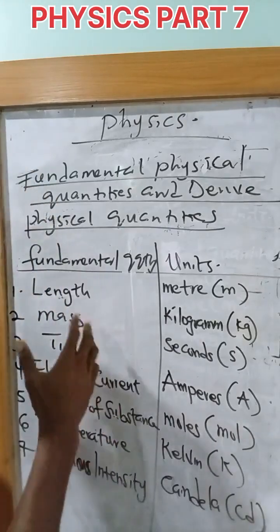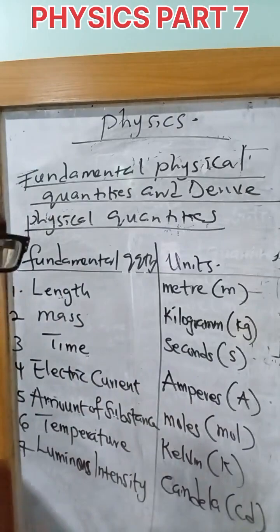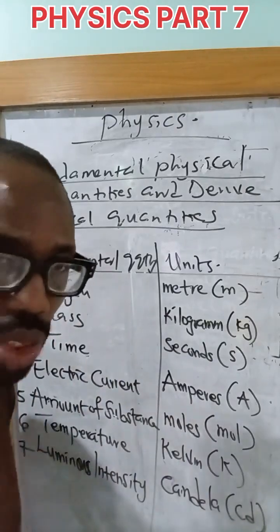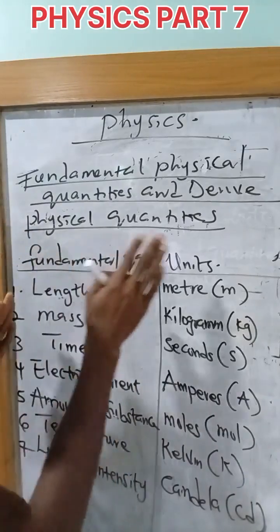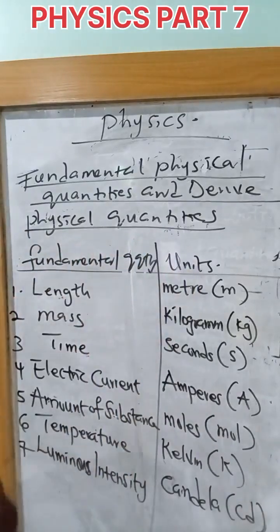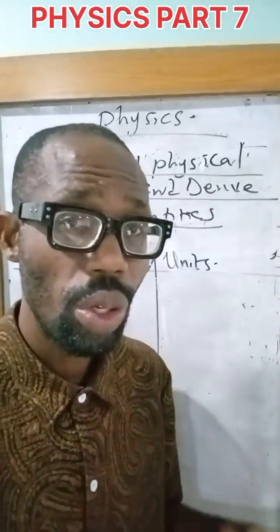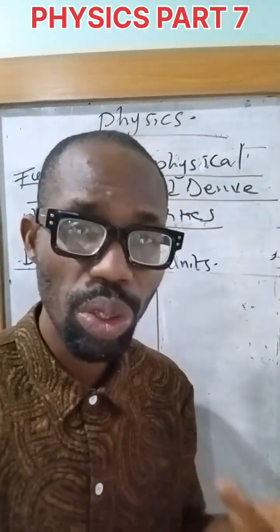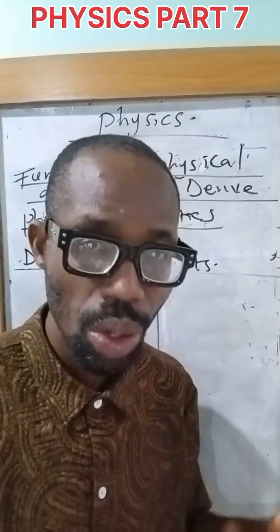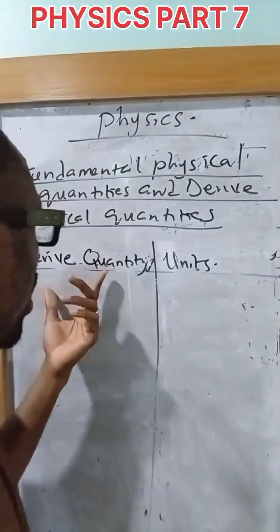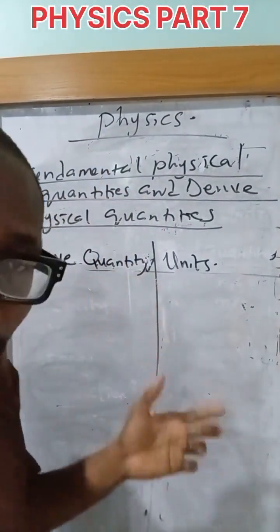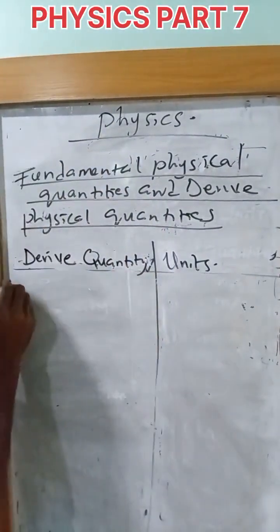Now, quickly, let's look at some examples of derived quantities and their units. I will clean this place and put derived and then units. We've looked at the fundamental quantities, and we said there are 7 in number. Now we're looking at the derived quantities, which are gotten from the fundamental quantities.